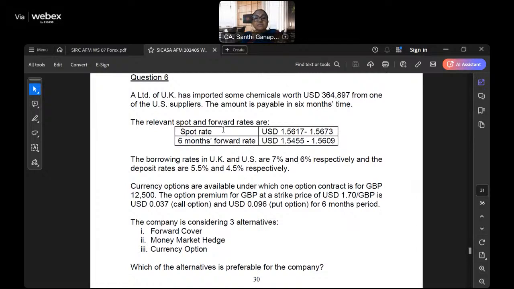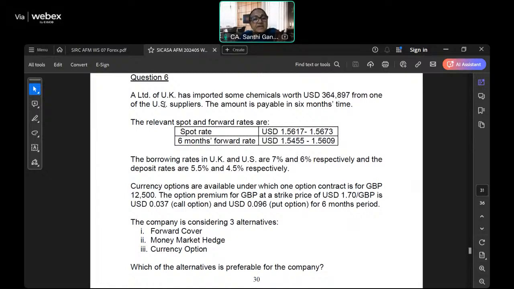Now, if we look at the question, which of the alternatives is preferable for the company? The company is considering three alternatives: forward, money market hedge, and currency option. A Limited of UK has imported some chemicals worth 3,64,897 US dollar from one of the US suppliers. The amount is payable in 6 months' time.